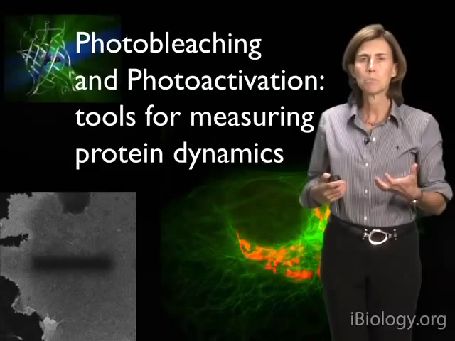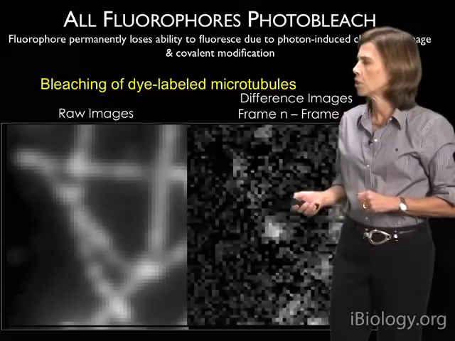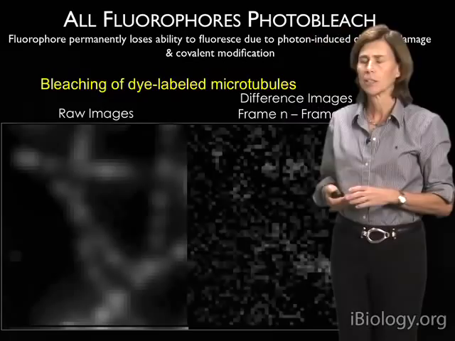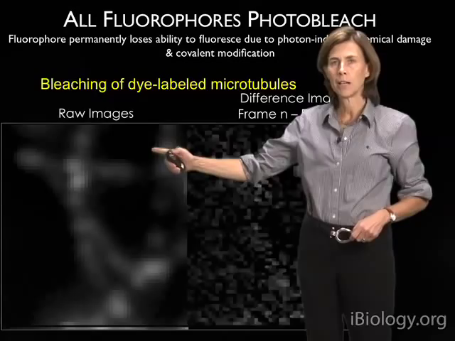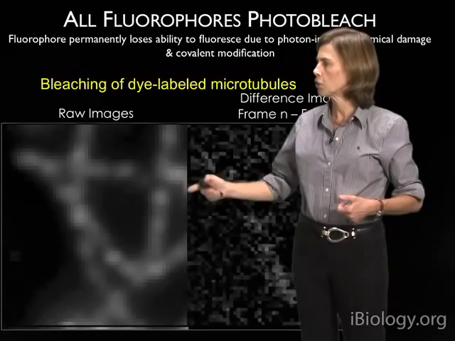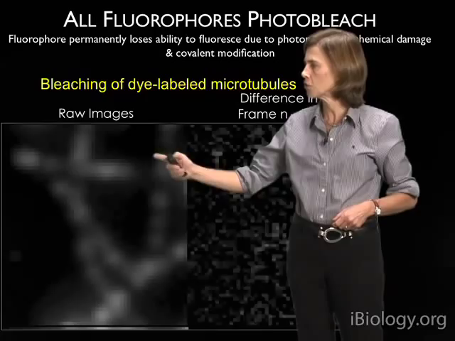Now, in the case of photobleaching, all fluorophores that absorb and emit fluorescence are able to undergo this type of photo switching capability. This is just an example here of dye-labeled microtubules that, in response to just onset of light, undergo bleaching. Now, this is the raw images of these dye-labeled microtubules, and you can see how the fluorescence diminishes with time.